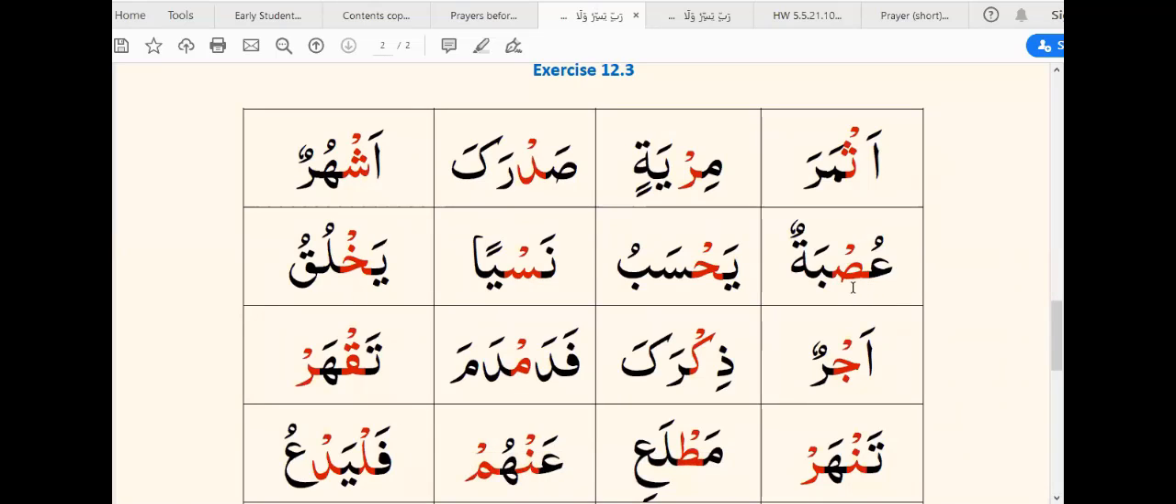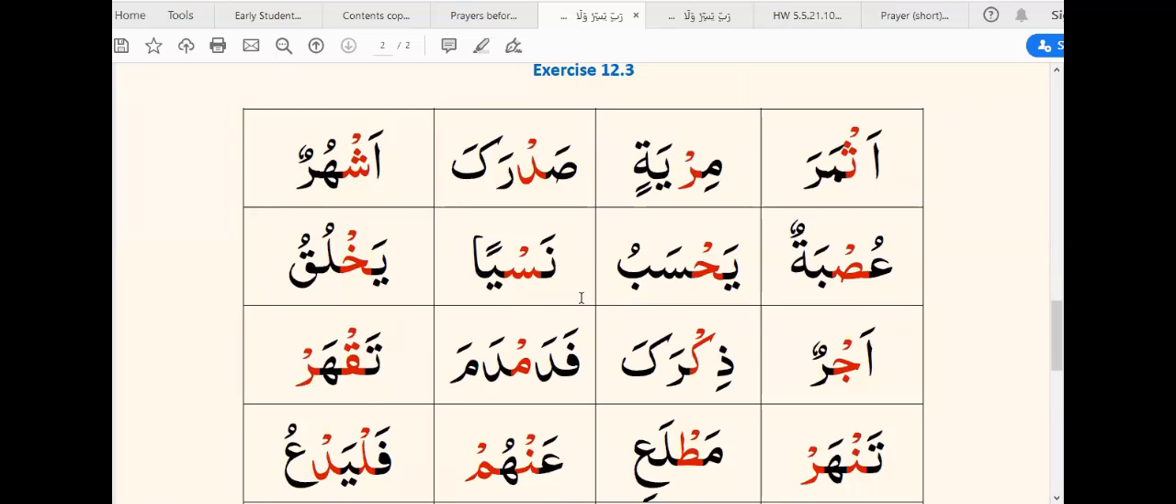So over here, as you can see, the letter Swad has sukoon on top of it. So we're going to join letter Ain with Dhamma, with letter Swad that has sukoon on top of it. Usbatun. Well done. Over here, letter Ha has a sukoon, so we're going to join it with letter Ya. Yahsabu.